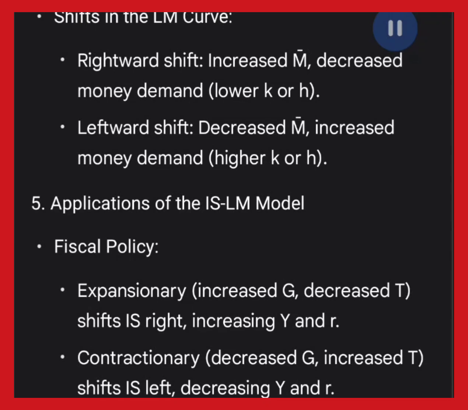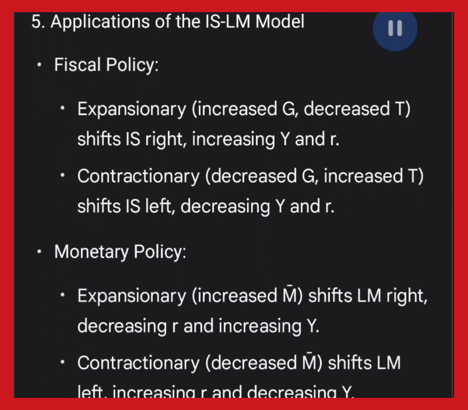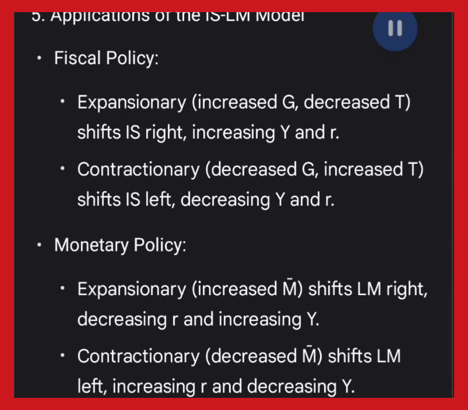5. Applications of the ISLM model. Fiscal policy. Expansionary: increased G or decreased T shifts IS right, increasing Y and R. Contractionary: decreased G or increased T shifts IS left, decreasing Y and R.